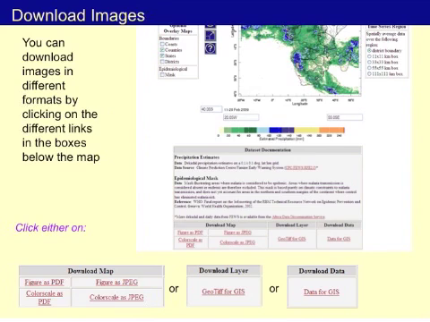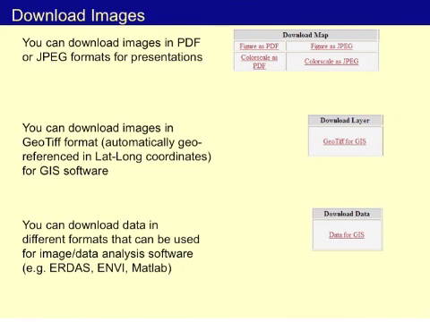Or you can download the image as data in different formats using the link in the download data box. So the first option is to download the image in PDF or JPEG formats for presentations. The second option is to download the image in a GeoTIFF format, which is automatically georeferenced in latitude and longitude coordinates for GIS software. And the third option is to download the data in different formats that can be used for image and data analysis software such as ERDAS, ENVI, or MATLAB.